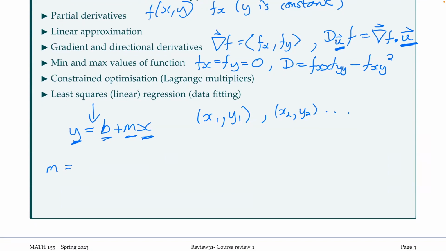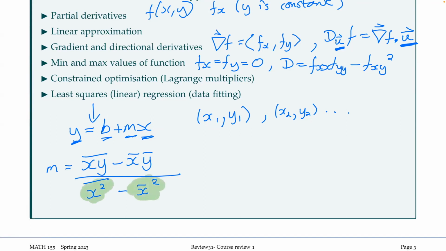we can find the gradient by taking the product of our x and y's, so that would be this times this plus this times this and so on, and then take the average of those, subtract the mean of x times the mean of y, divide by the mean of the squares minus the square of the mean of x. Remember that these two things here are not the same. If they were the same, you'd be dividing by 0.